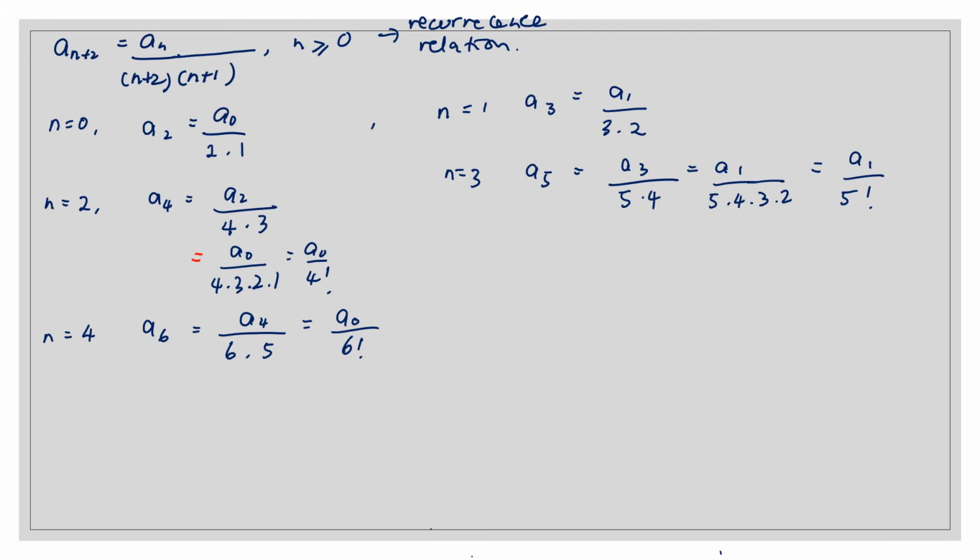Okay, and then when n equal to 5, we will have a7 equal to a5 over 7 times 6, and we already have a5, so substituting in a5, we will have a1 over 7 times 6 times 5 times 4 times 3 times 2, or a1 over 7 factorial.